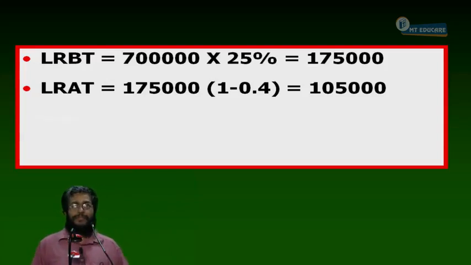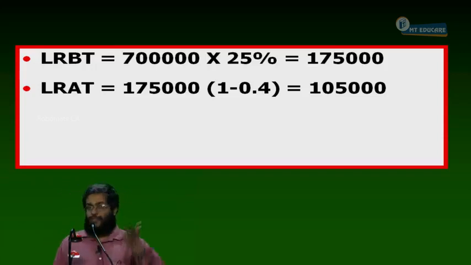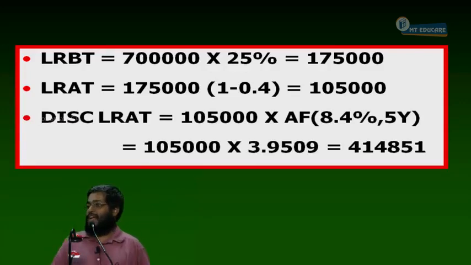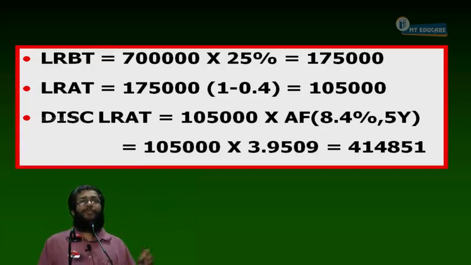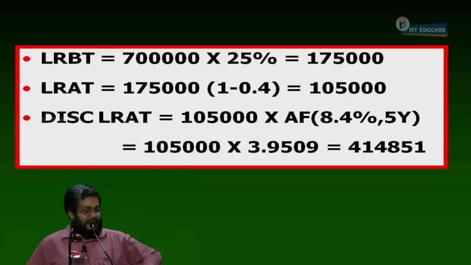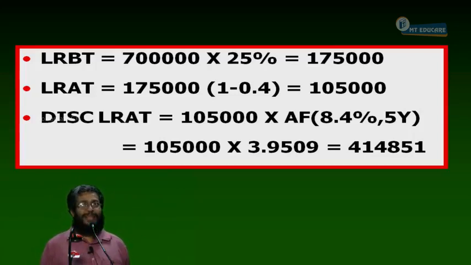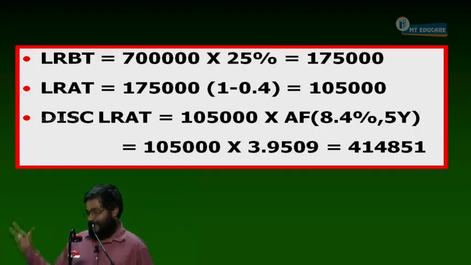Next, write down the annuity factor. Annuity factor at 8.4% for 5 years: compute the discount factors and sum them, which gives 3.9509. Next, discounted lease rental after tax: 1,05,000 into 3.9509 is equal to 414,841.